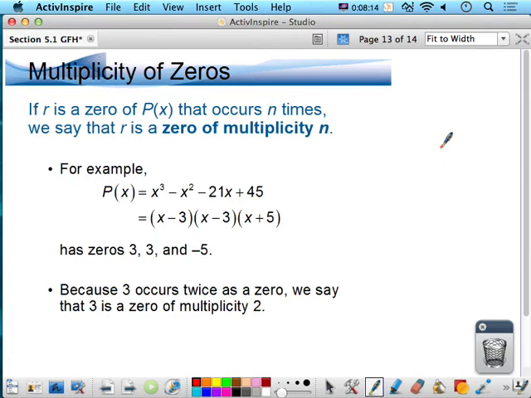For example, in this problem, p of x equals x cubed minus x squared minus 21x plus 45. We know that, well, we don't know, but your book knows that it factors into (x minus 3) squared times (x plus 5). And it has the zeros 3, 3, -5. So even though it only has 2 distinct answers, we say that the 3 occurs twice and therefore has a multiplicity of 2. So if something occurs 4 times, it would be said to have a multiplicity of 4.